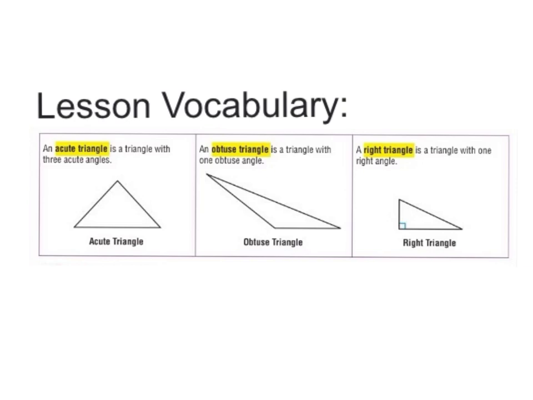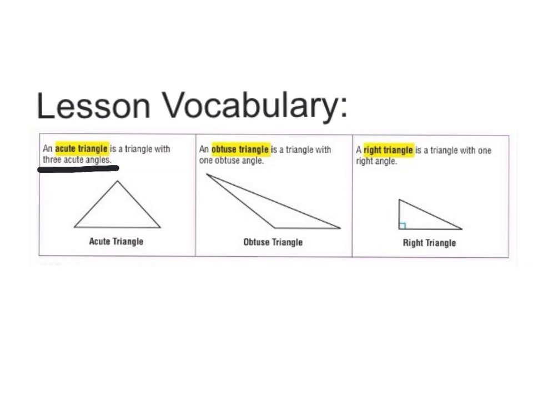First, let's look at the vocabulary that we are going to see in today's lesson. At the top of page 386, you will find these vocabulary words. The first vocabulary word we have is acute triangle. An acute triangle is a triangle with three acute angles.